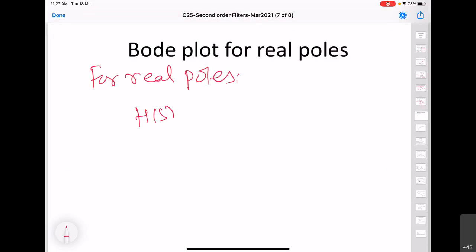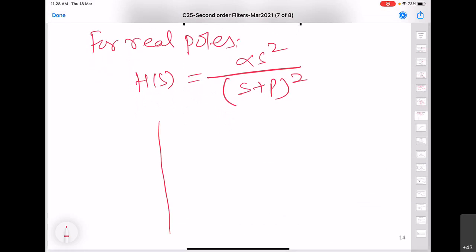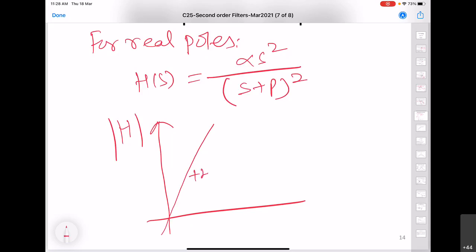And in this case, for real poles, the transfer function will become, say, alpha s square over s plus p whole square. So two real and coincident poles. In this case, we can see what the Bode plot will be. In the beginning, the zeros will dominate, and there are two zeros. So what we are going to get here is a slope of plus 40 dB per decade, right? And then after this pole p, we again have two poles. So this slope will get neutralized, and this is going to be the response.